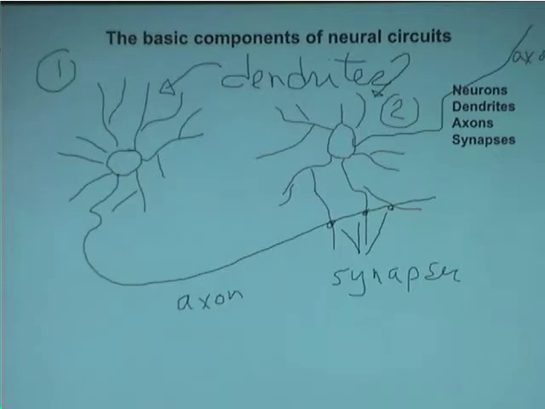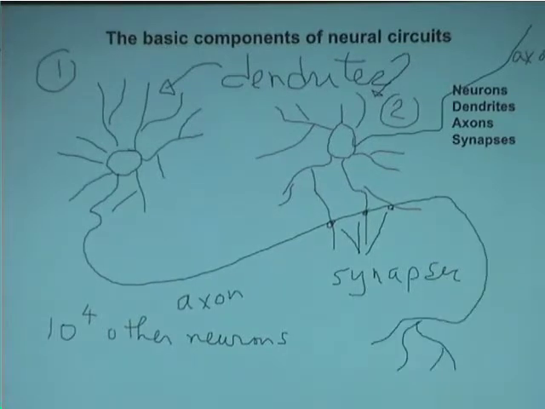sends information to about 10 to the fourth other neurons, and receives information from about 10 to the fourth other neurons. So a given neuron has on the order of 10 to the fourth synapses. And these axonal arbors that I drew here actually spread out, and they make an arbor like this that spreads information over part of the neural circuit. Okay, so what I'm going to be talking about are the neurons, the dendritic arbors, and the axonal arbors of those making neural circuits.